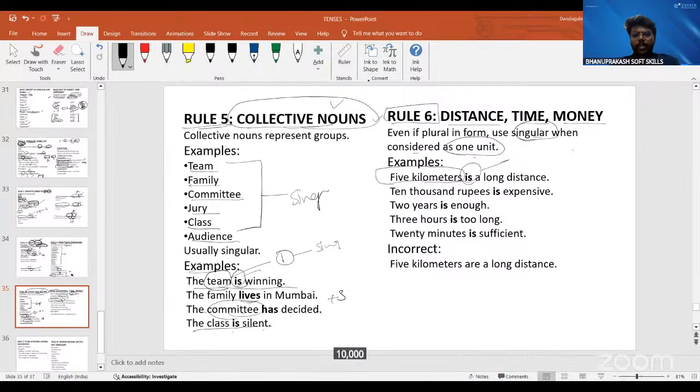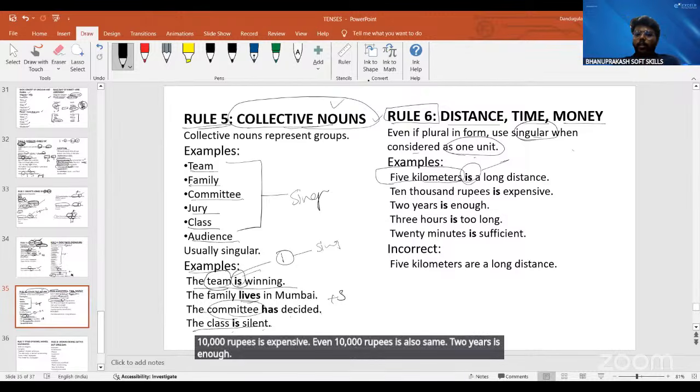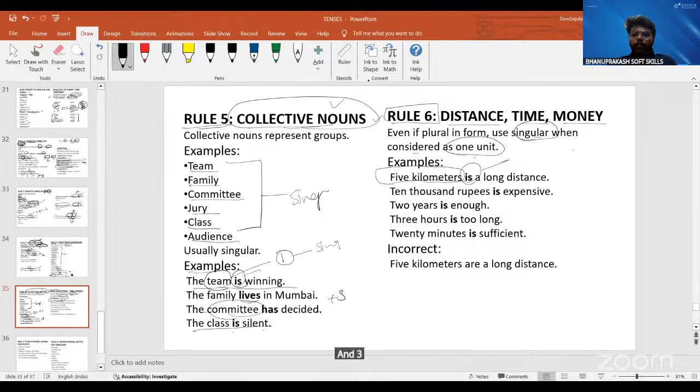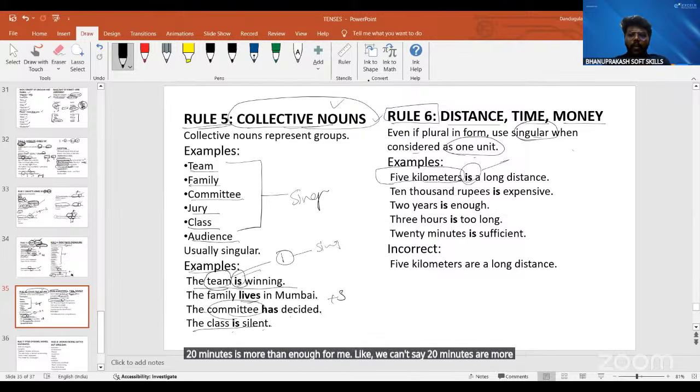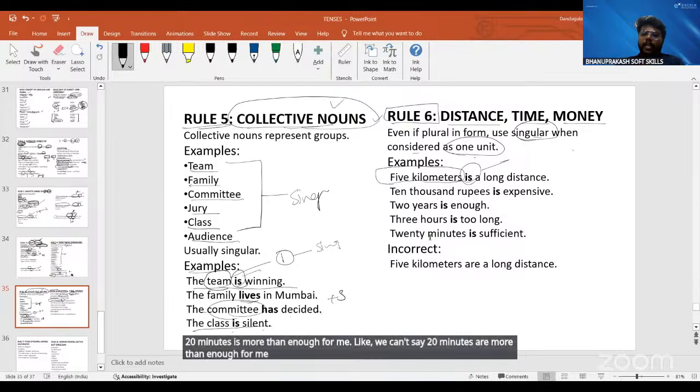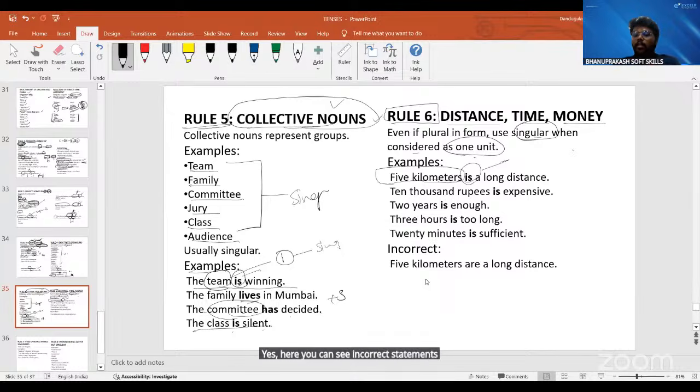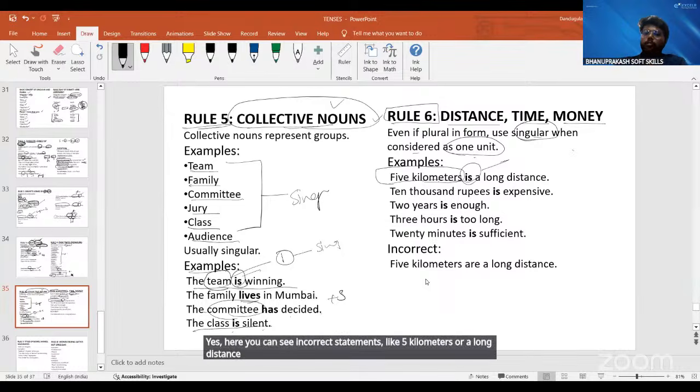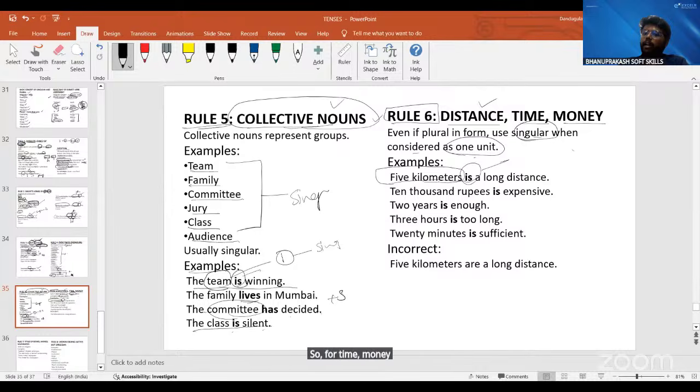10,000 rupees is expensive. 2 years is enough. And 3 hours is too long. 20 minutes is sufficient. We normally say this sentence: 20 minutes is more than enough for me. We can't say 20 minutes are more than enough for me. Here you can see incorrect statements like 5 kilometers are a long distance. So for time, money, and distance, we always take the singular verb forms.